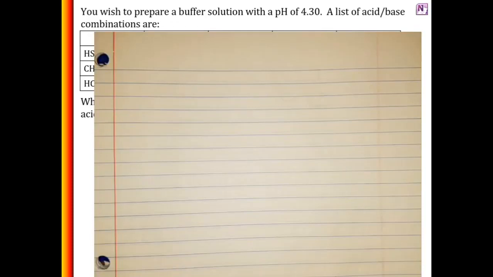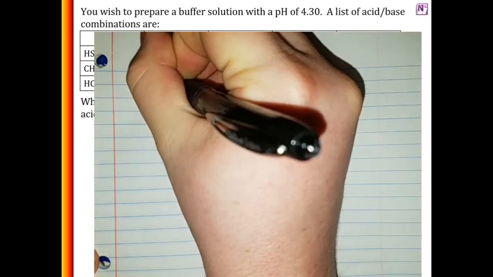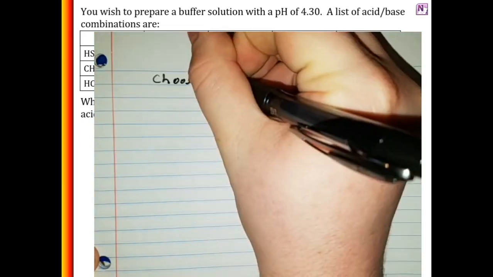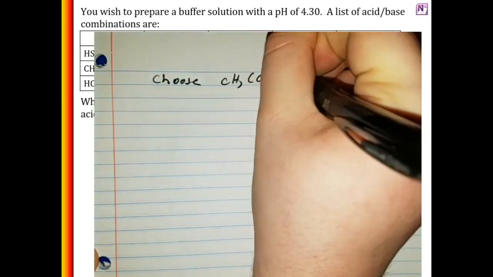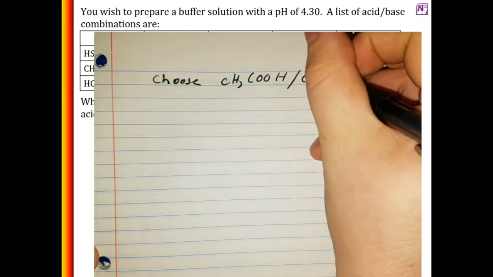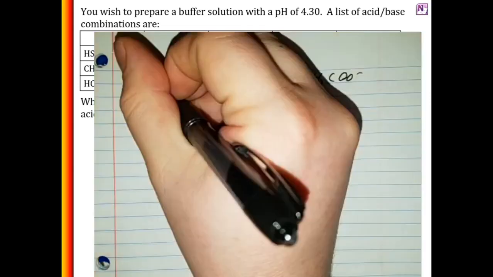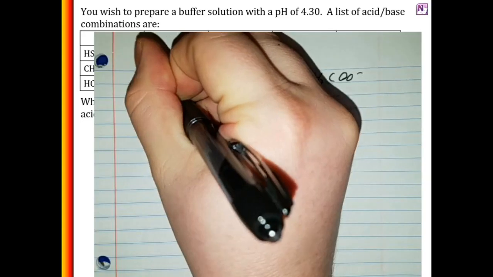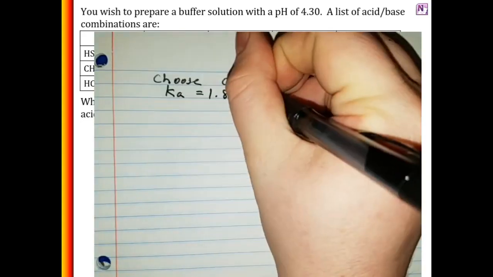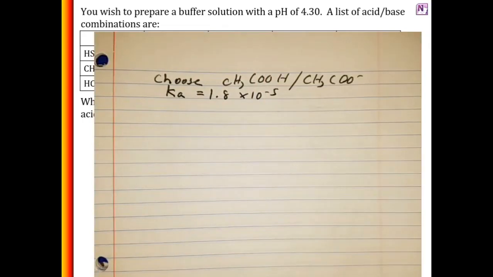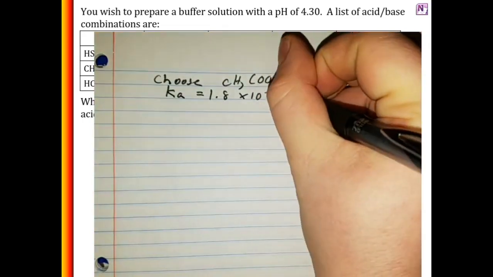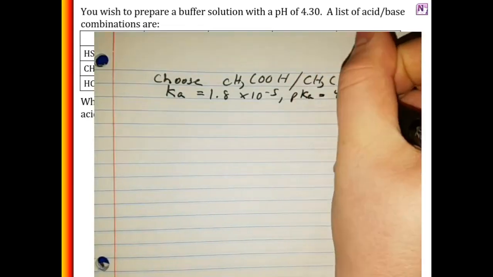So now we know which combination we want to use, and I want to know what ratio they should be in. We're going to choose the acetic acid, CH3COOH, and acetate pair, CH3COO minus. From our chart, we know that the Ka is 1.8 times 10 to the minus 5, and they tell us the pKa is equal to 4.74. Then the range is, of course, plus or minus that.